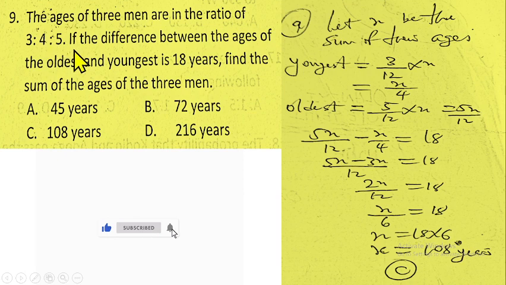Question number 9. We are told that the ages of 3 men are in the ratio of 3 to 4 to 5. If the difference between the ages of the oldest and the youngest is 18 years, we have to find the sum of the ages of the 3 men. So this is a word problem involving a ratio. Now we don't know the sum of the ages of the 3 men, so we can say let x be the sum of their ages. So the least ratio here will be the age of the youngest, and the oldest will have a ratio of 5.